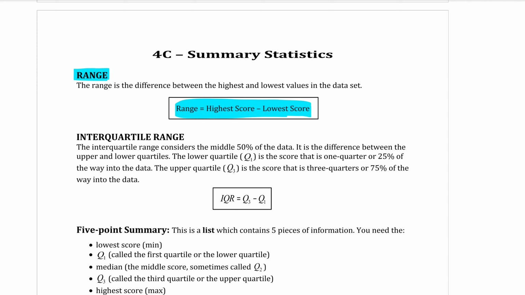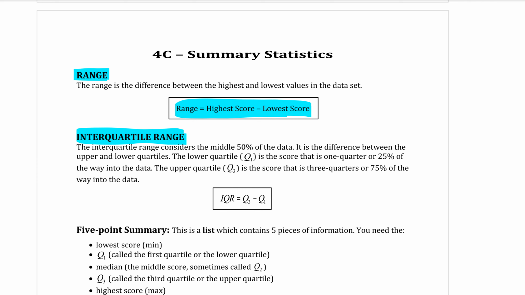However, because sometimes the highest score might be an outlier or the lowest score might be an outlier, there might be some scores in there that significantly impact on our range but don't really indicate where the majority of scores are, then we have another way of measuring what we call the interquartile range, which measures the range of the middle 50% of the data. So it gets rid of all those extra high and extra low scores.